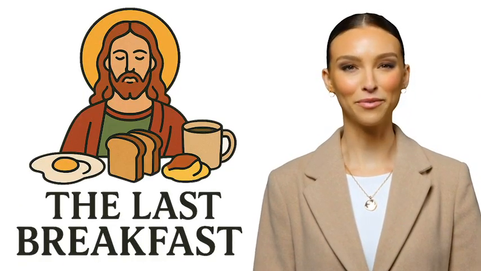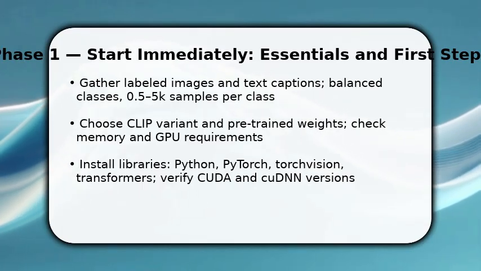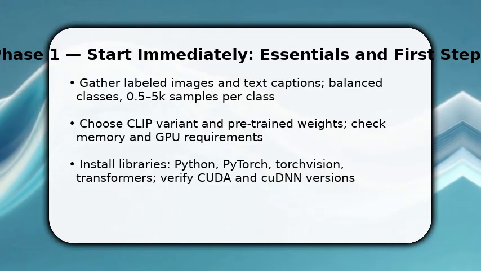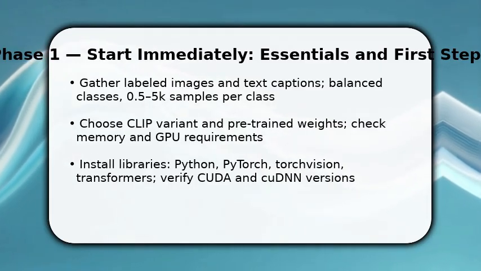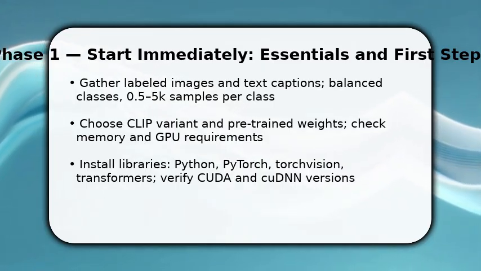Please enjoy the video. You start by preparing both modalities, images and short text captions. Download or compile a balanced dataset because CLIP learns joint embeddings from paired examples. Make sure you have 0.5K samples per class when possible.